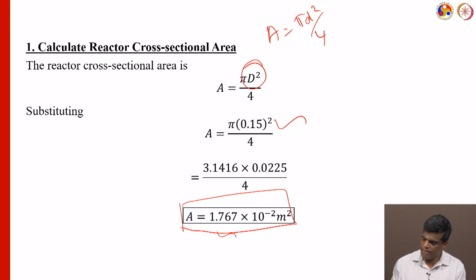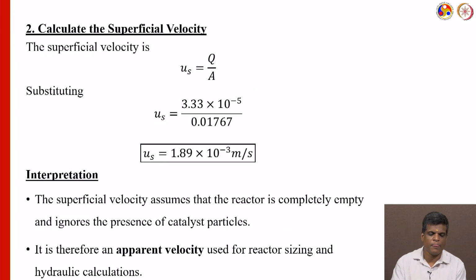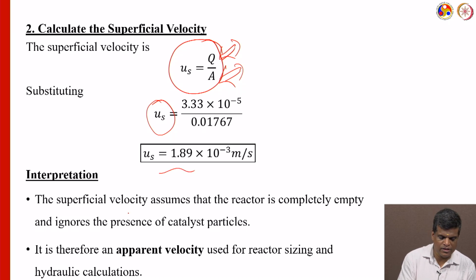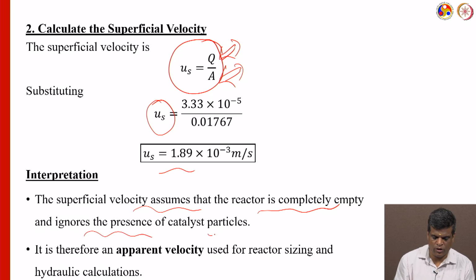So, we know area and we know Q, then we can get the velocity. What velocity here? The superficial velocity, Us equals Q by A. Q we already got, and area we already calculated, so substitute and get the value of the superficial velocity. What is the interpretation here? This assumes the reactor is completely empty and ignores the presence of catalyst particles. It is therefore an apparent velocity, used for reactor sizing and hydraulic calculation also.